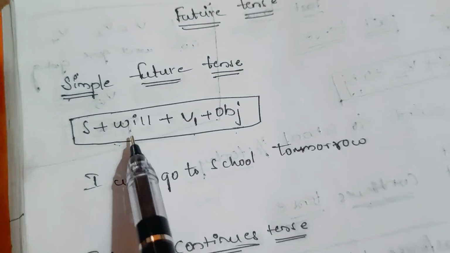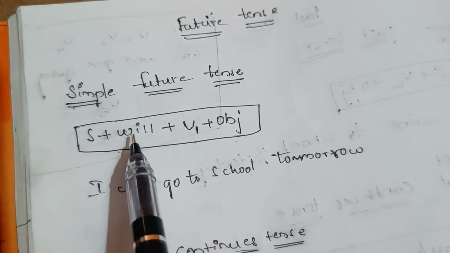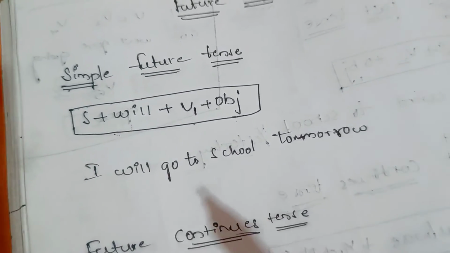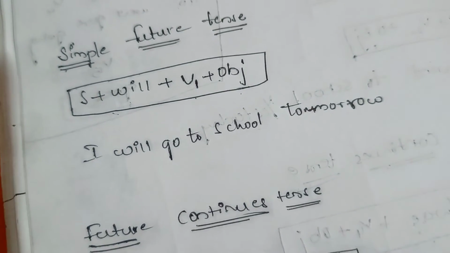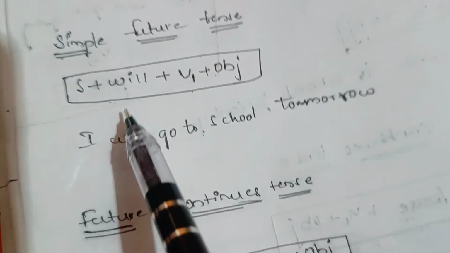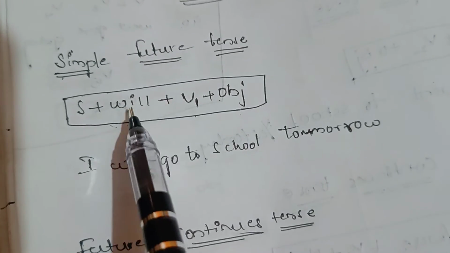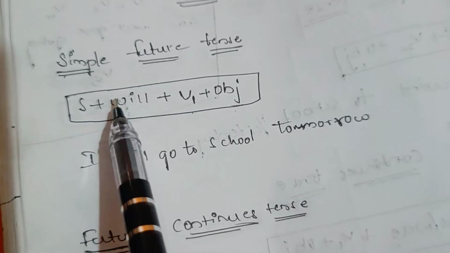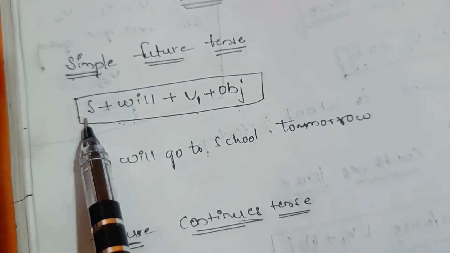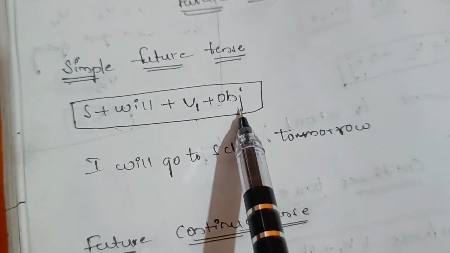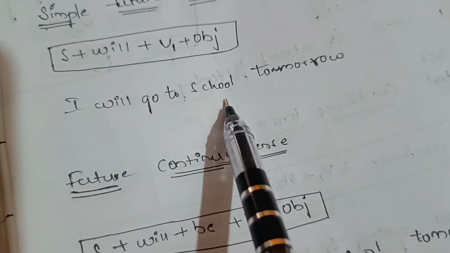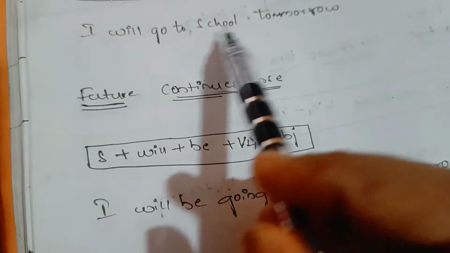This is a symbol we have to remember. Future tense always carries will, as have or has form always carries V3. In the same way, future tense will always carry will. Has continuous tense always carries V4. In the same way, future tense always carries the will form. Okay. Here, subject plus will plus V1 plus object. I will go to school tomorrow. Okay. This will be the sentence.